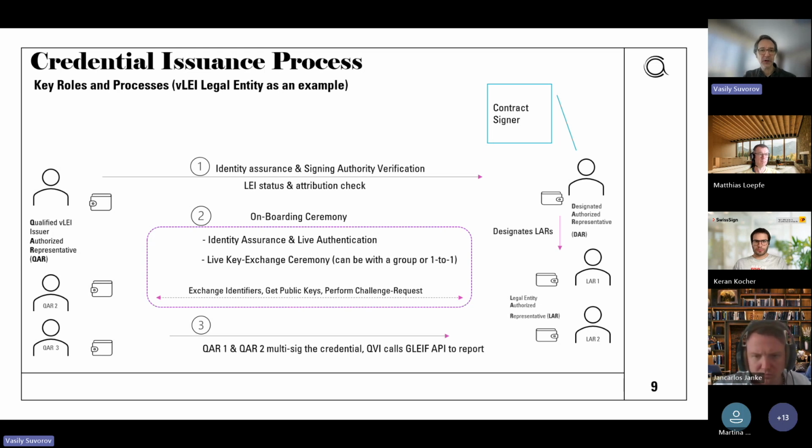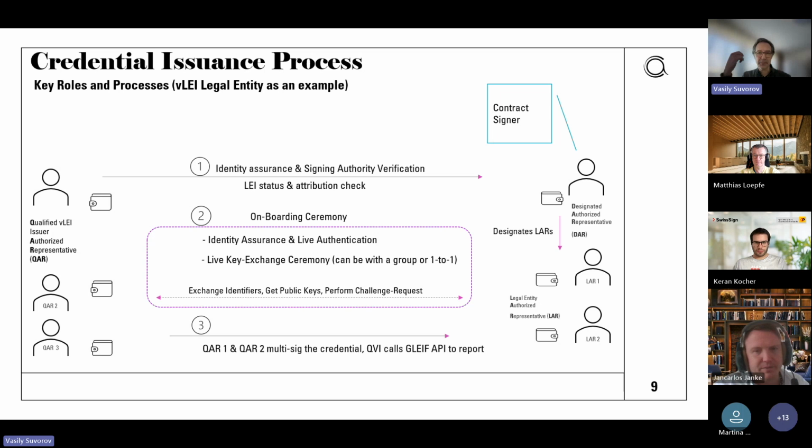So key roles and different processes. You basically start by identity assurance and signing authority verification, which I mentioned. I'm usually using the documents from a local registry office to verify who the representatives of the company are, and look at the LEI status and attribution check. So that is done by the so-called qualified vLEI issuer authorized representatives, or QARs. And from the company side, there is somebody called a DAR, which stands for Designated Authorized Representative role.